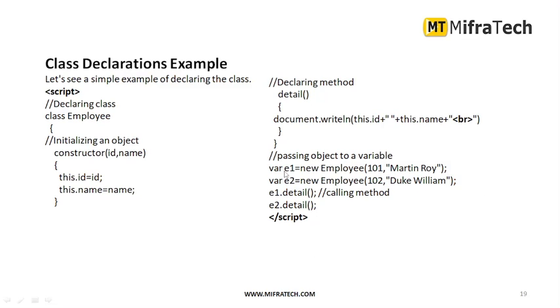The variable name, passing an object to a variable. The variable e1 is equal to new Employee 101 Martin Roy, and variable e2 is equal to new Employee 102 Duke William. e1.detail, e2.detail. It is a calling method where we have taken in a variable name. The function has not been called yet. Here we are calling the function with e1.detail and e2.detail. You can execute the code, work out this code and mention the output in the comment box.